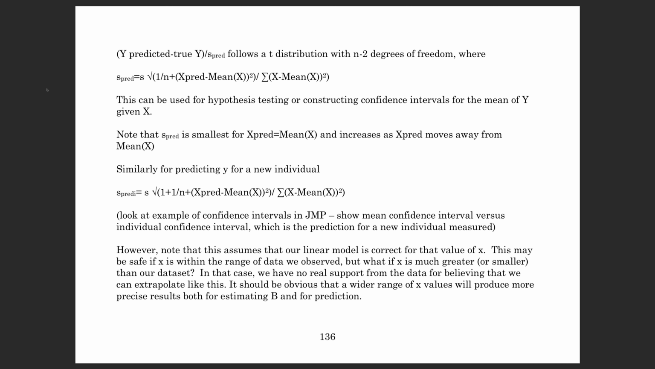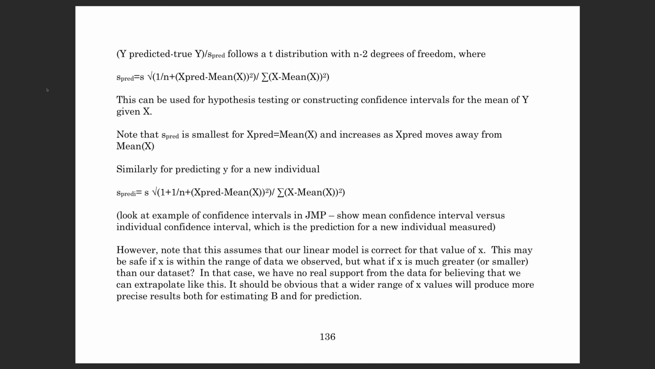There's one other very important point we need to note before we move on. This prediction assumes that our linear model is correct for that value of x. This may be a safe assumption if x is within the range of data we already observed. But what if x is either much greater or smaller than our data set? In that case, we have no real support from the data for believing that we can extrapolate like this. So we should not be trying to make predictions outside the range of our data. If we do that, we need to be very cautious and warn that there is a risk here that we're assuming the model is still correct for values of x where we haven't actually observed any data.